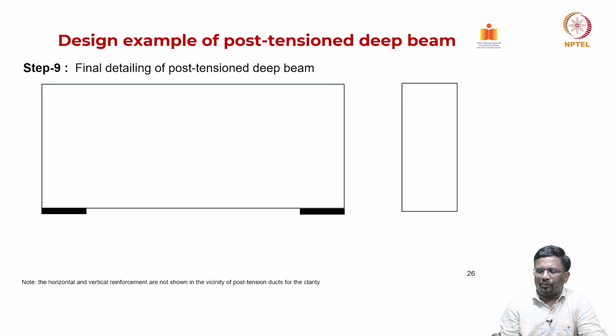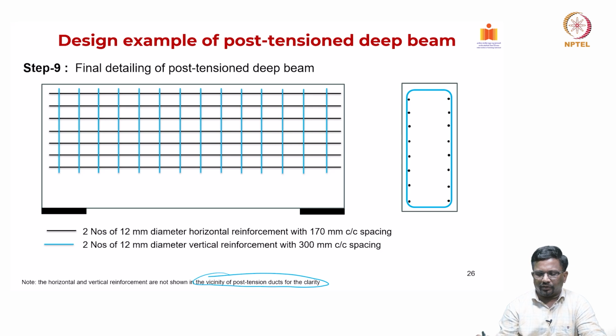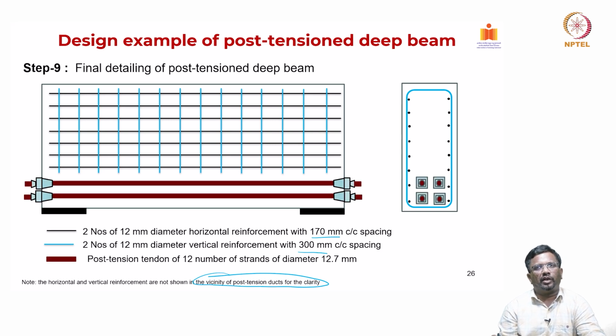So, now the final detailing if you put it. Basically we are not showing horizontal and vertical reinforcement in the vicinity of the post tension depth, only for clarity point of view, right. So, if you substitute, you have to put on either side two 12 mm bars. So, this is the spacing. So, for black it is 170, for the other it is 300 center to center, right. And we also have 4 PT ducts and tendons, with each tendon having 12 numbers of half-inch strand, right. So, this is the configuration we finally come up with for the post tension deep beam, which is subjected to 4000 kilonewtons in the middle. So, you can see this way using the strut-and-tie model I can quickly design a transfer girder.